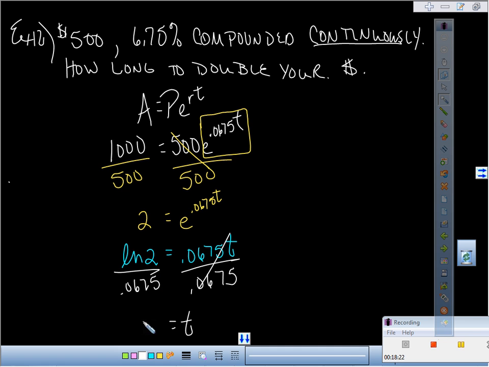All right, how long does it take you? So 10.27. I'm going to call it 10.27 years. Takes you 10 years to double your money. Okay? Y'all, that's a long time to double, isn't it?